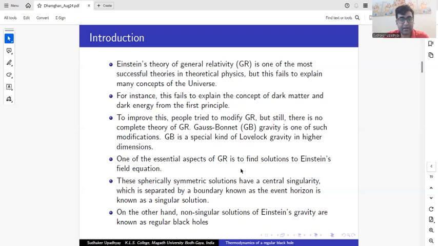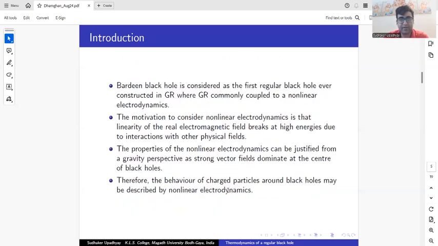If you see, there are mainly two kinds of solution. One has a central singularity separated by a boundary, the event horizon, and is known as a singular solution. However, another solution which is not singular at the center is called a regular black hole solution.